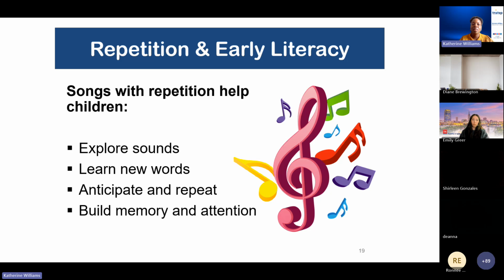And then building their memory and their attention. So we know little ones' attention spans are very short. However, you can always start at very short attention spans and continue to build from there. So if you're singing a song with them and they're only paying attention to you for a couple of seconds, that's okay. That's a start, and we can continue building.